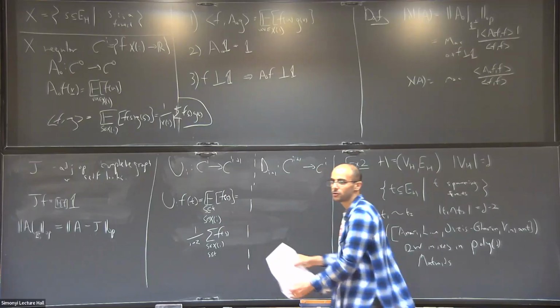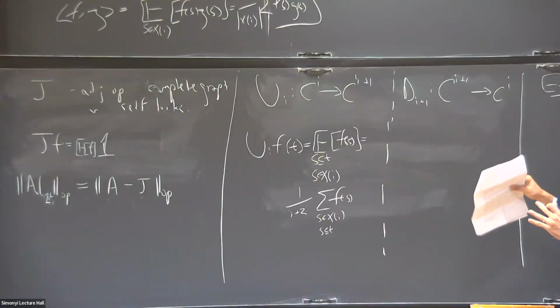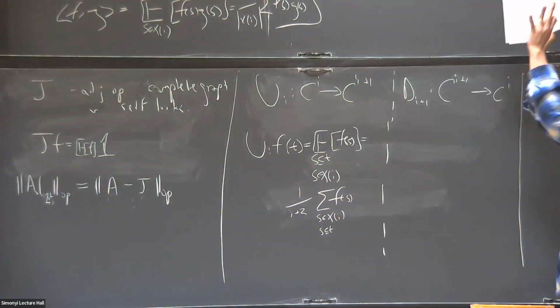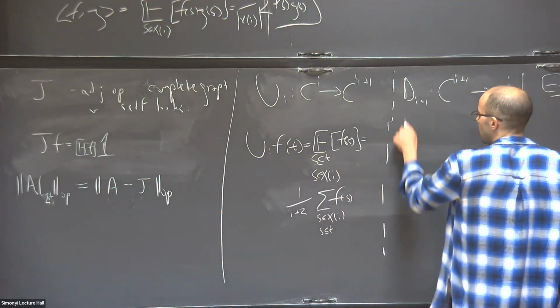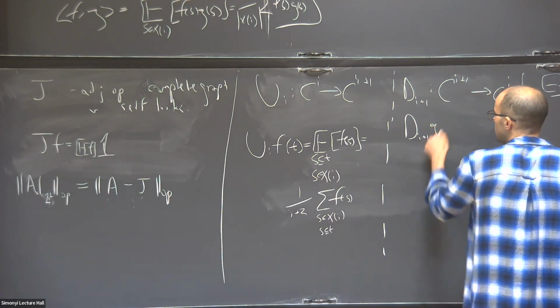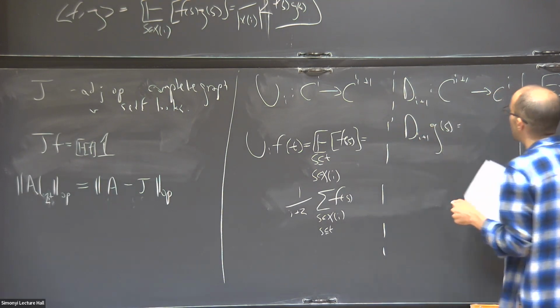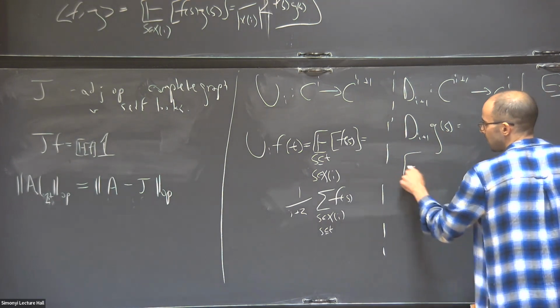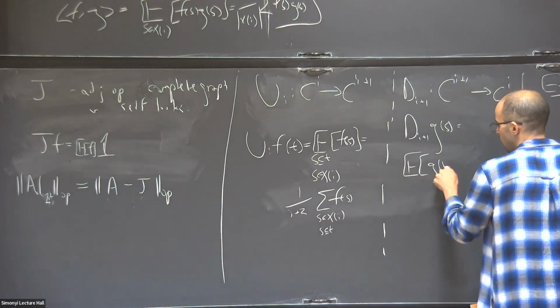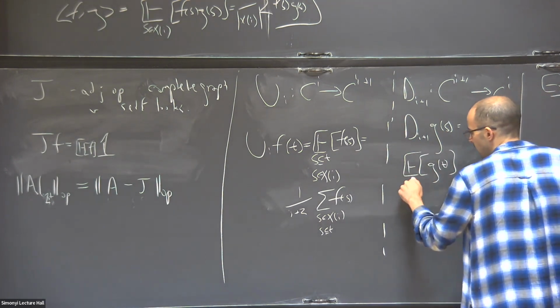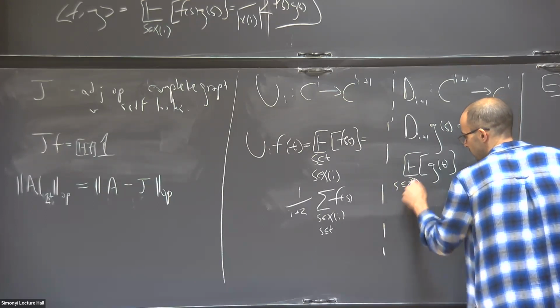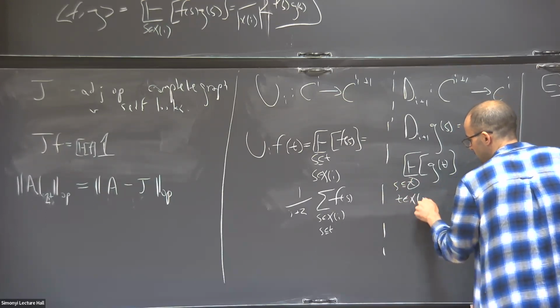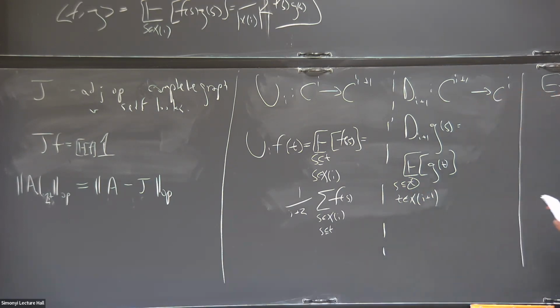The down operator does the exact same thing, only in the opposite way. It averages what it sees from above. So Di plus 1 applied to g, at an i face, averages over all the i plus 1 faces that contain this input face. So I think these are natural operations.